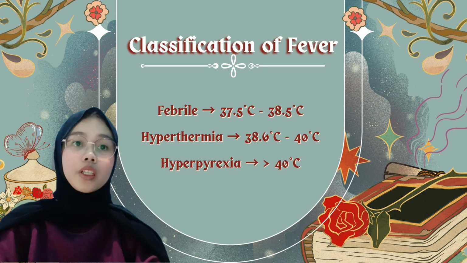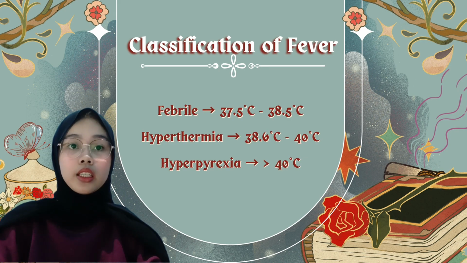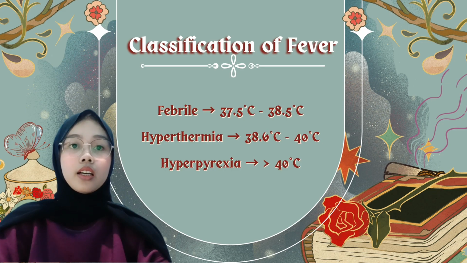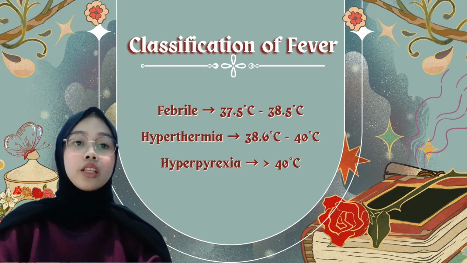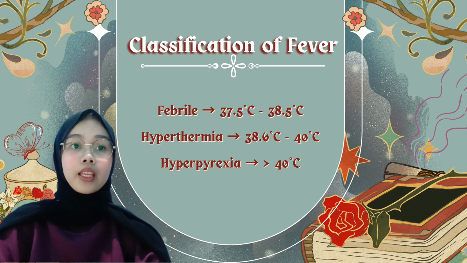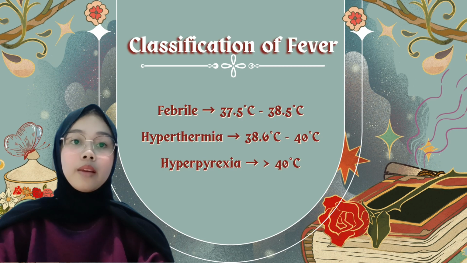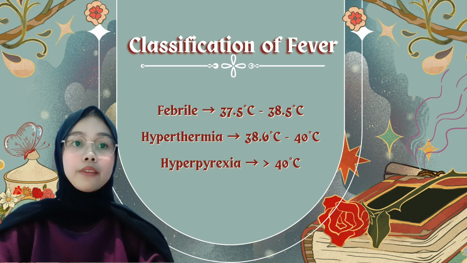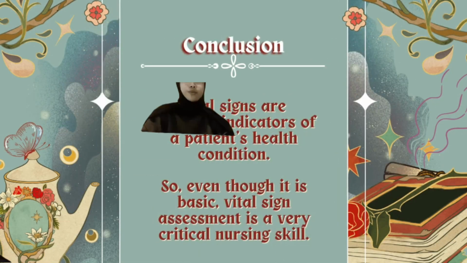Said to be febrile if the number is 37.5 degrees Celsius until 38.5 degrees Celsius. Said to be hyperthermia if the number is 38.6 degrees Celsius until 40 degrees Celsius. And said to be hyperpyrexia if the number is more than 40 degrees Celsius.